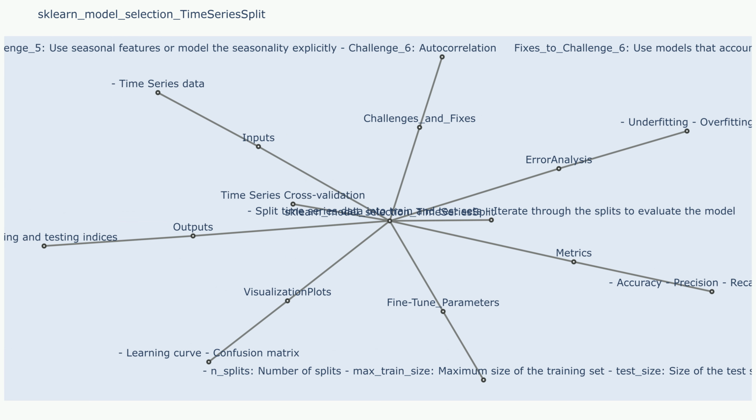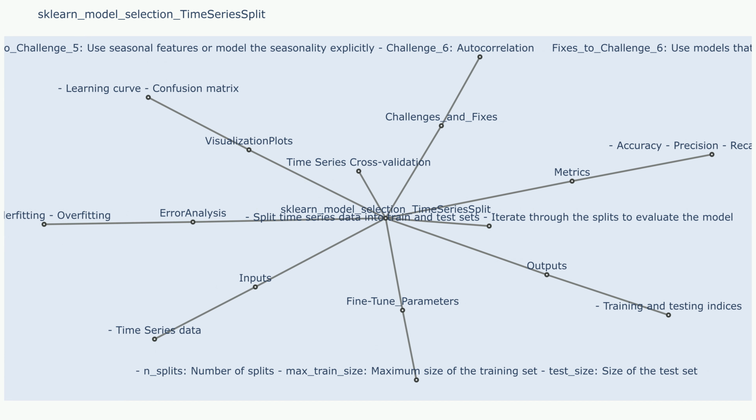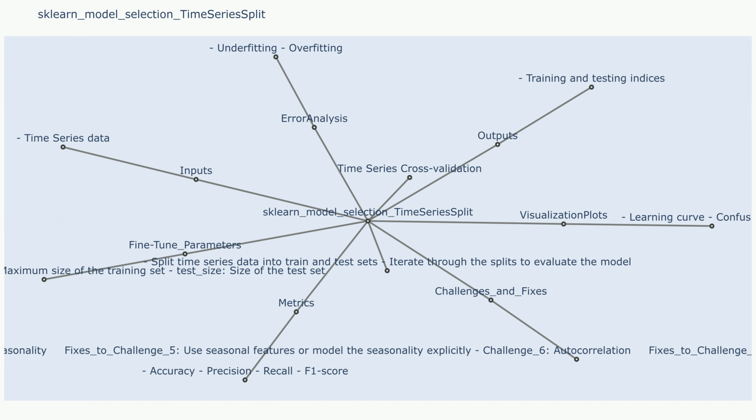Challenges and fixes. Challenge 1: insufficient training data in early folds. Sample use case that resulted in challenge 1: when n_splits is large and max_train_size is small. The initial folds might have limited training data, potentially leading to poor model performance.